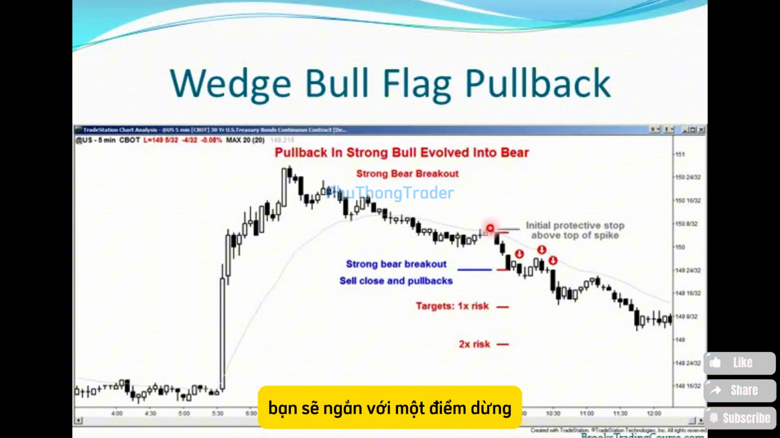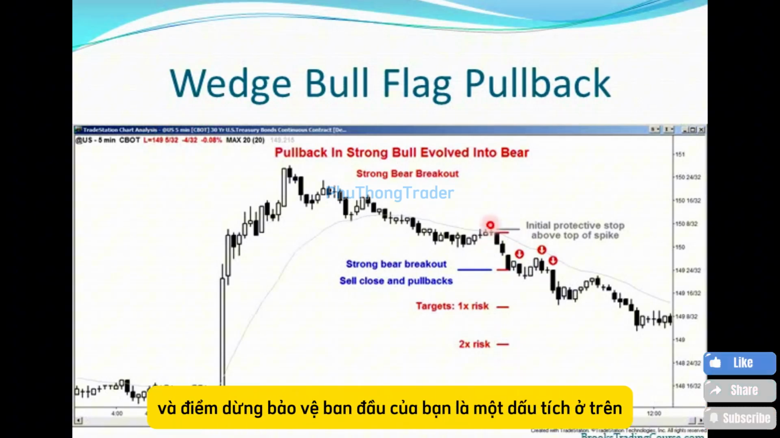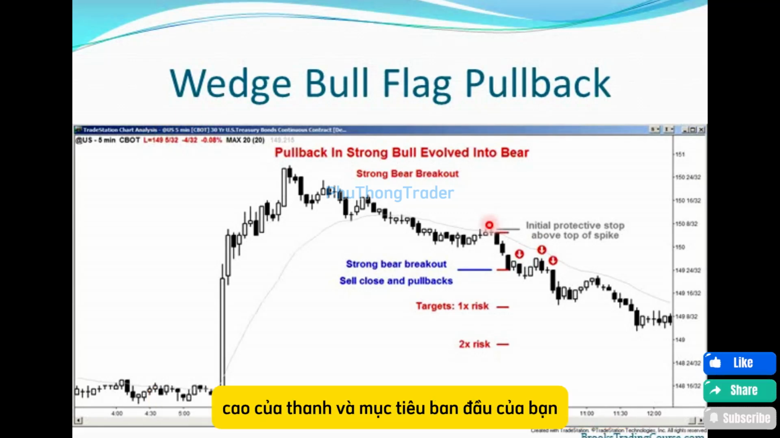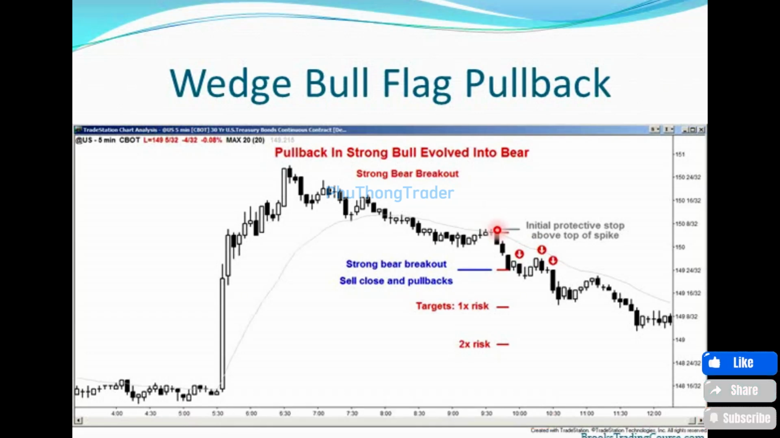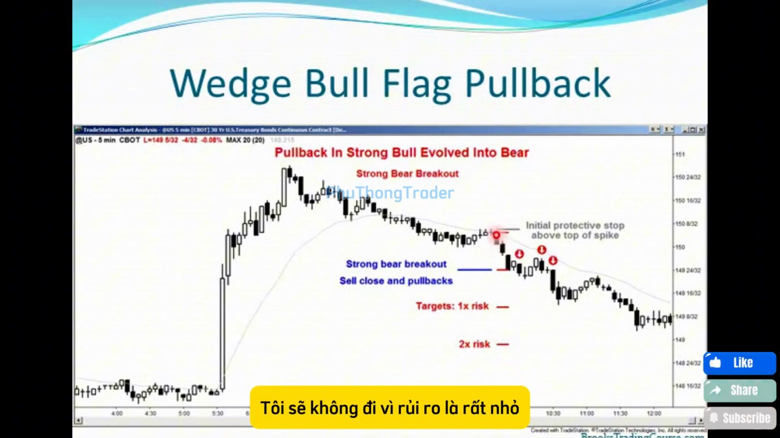Doesn't matter. You'd short on a stop 1 tick below the low of that bar, and your initial protective stop is 1 tick above the high of the bar. And your initial target, you might want to go for 1 time the risk. The risk is so tiny, I would not go for that. You might want to go for 2 times the risk. I wouldn't go for that. The risk is so tiny, I would wait to see what the breakout looks like.